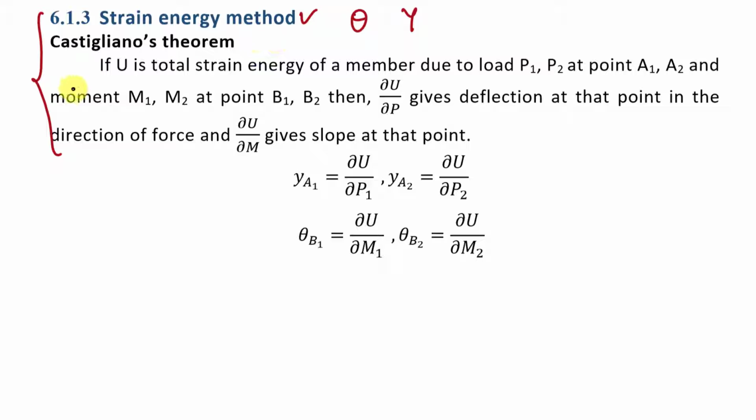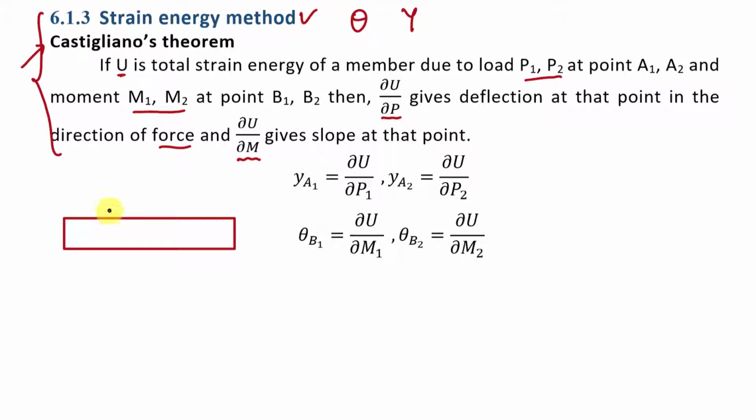Now Castigliano's theorem says that if U is the total strain energy of any member due to loads P1 and P2 at points A1 and A2, and moments M1 and M2 at points B1 and B2, then del U by del P gives the deflection at that point, which is in the direction of the force, and del U by del M gives the slope at that point.